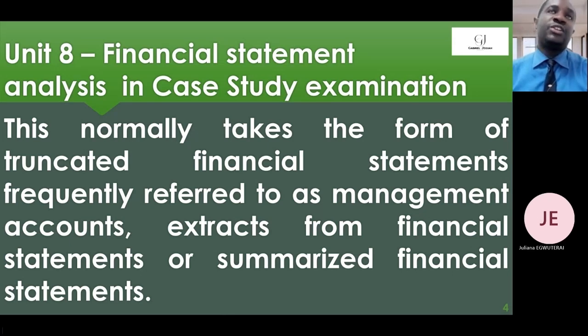So the financial information that comes aside the numerical data, the chunk of exhibits that are more of notes or a lot of readings, are referred to as management accounts, extracts from financial statements or summarized financial statements. So we have maybe a 3-year financial summary, 2-year financial summary, or a 1-year financial summary, depending on what the examiner wants.